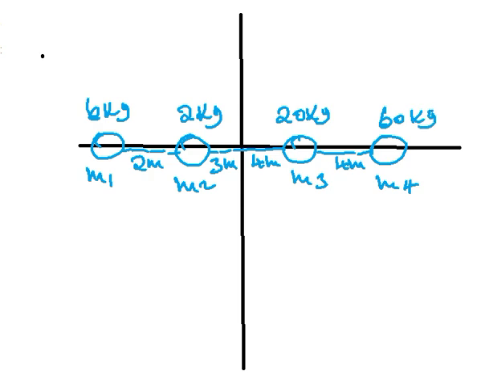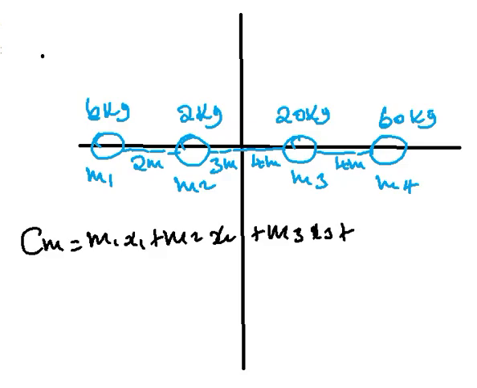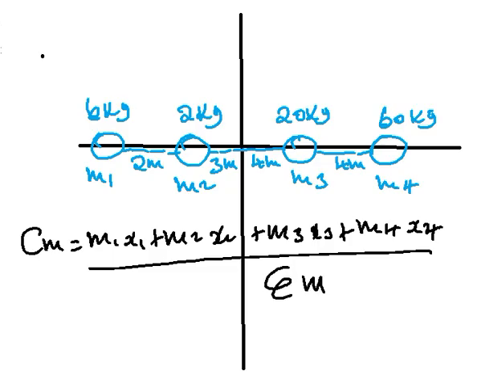So what do you think will be the center of mass of the system? You know, the principle remains the same. It is a system of 4 masses. Now the center of mass will be given as mass 1 times its position, mass 2 times its position, plus mass 3 times its position, and mass 4 times its position, divided by the summation of the masses.